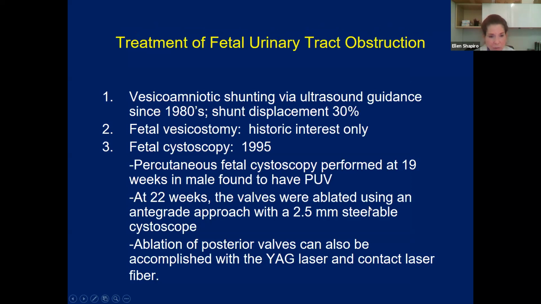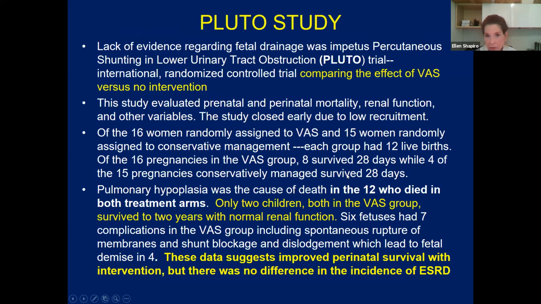But what I want to just move into is a note about the Pluto study. People were doing vesicoamniotic shunts, but there was really a lack of evidence regarding fetal drainage. The Pluto trial was a randomized controlled trial comparing the effects of intervention versus no intervention. Long story short, the data was not as good as we would have liked because they had trouble enrolling patients. But the data suggests that improved perinatal survival will occur with intervention, but there was unfortunately no difference in the incidence of end-stage renal disease.